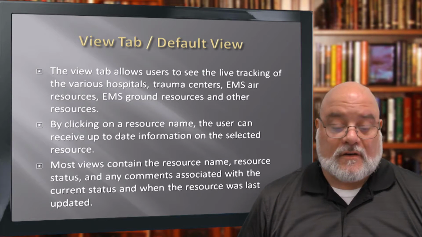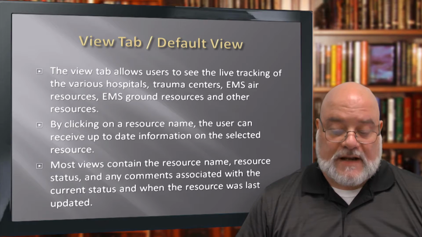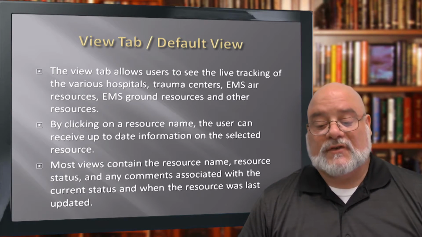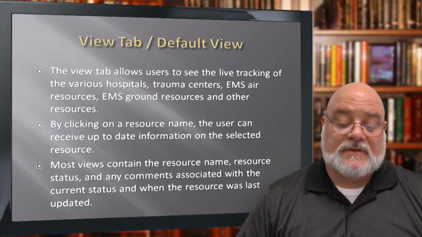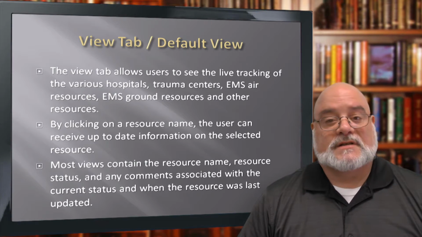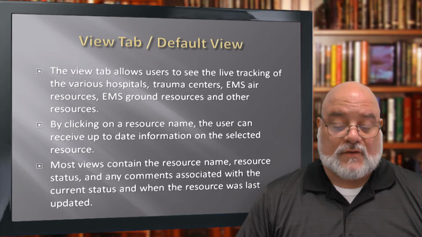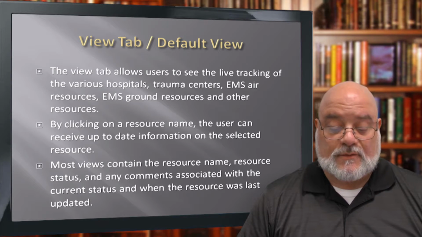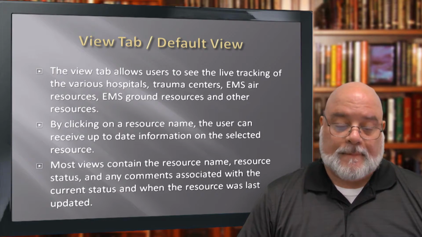View tab, your default view. The View tab allows the users to see the live tracking of the various hospitals, trauma centers, EMS air resources, EMS ground resources, and others. Again, you click on the resource, and the user can receive the up-to-date information on the selected resource. Most views contain the resource name, the resource status, and any other comments associated with the current status and when the resource was last updated.